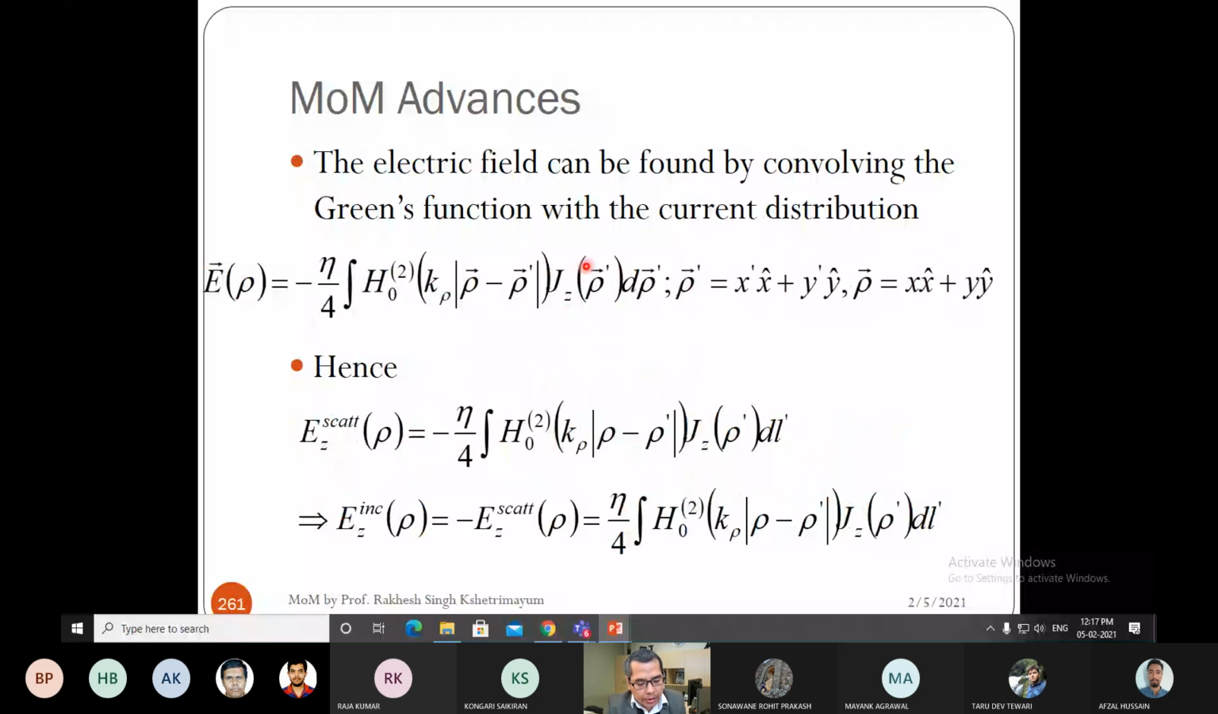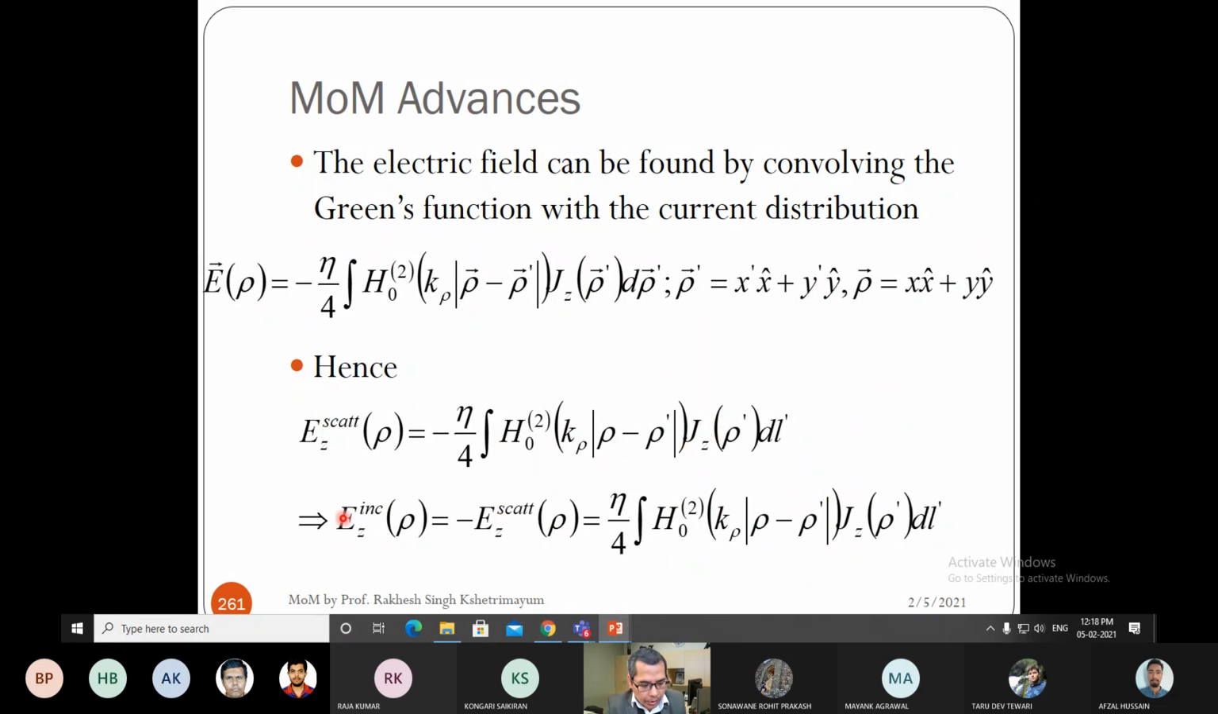any arbitrary current Jz by doing the convolution of the Green's function with the arbitrary current density, where rho dash is x dash x hat plus y dash y hat. Obviously, rho dash is the source location. Rho is the observation location, without the prime coordinates, x x hat plus y y hat. So we can find out Ez scattered by doing convolution of the 2D Green's function with the unknown current density.